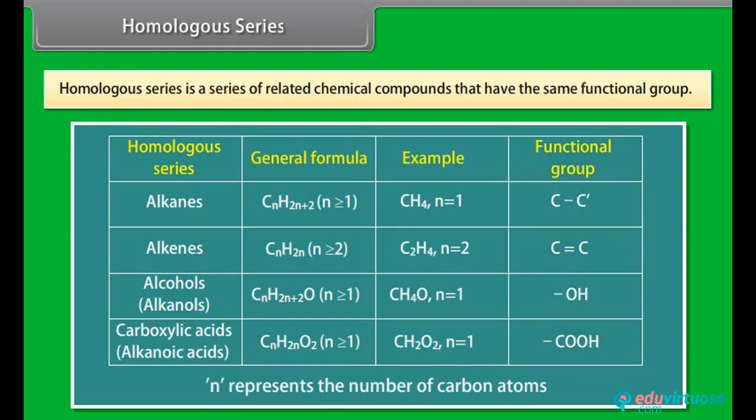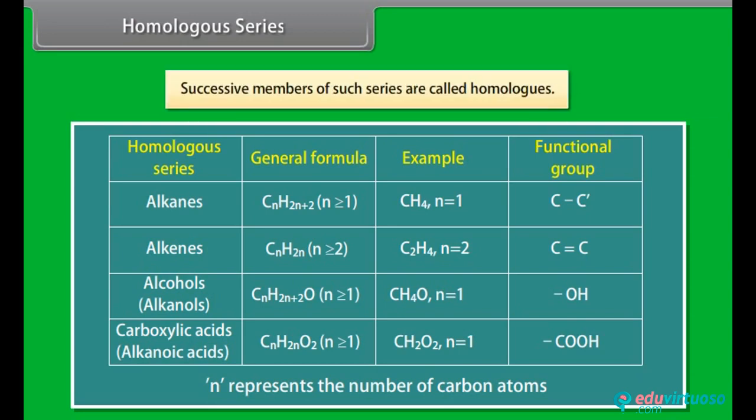Homologous series is a series of related chemical compounds that have the same functional group. These differ in formula by a fixed group of atoms. The successive members of such series are called homologous.